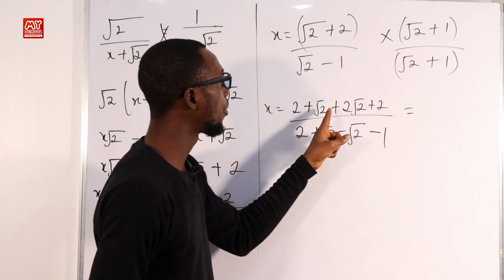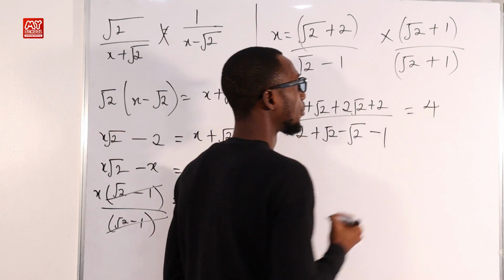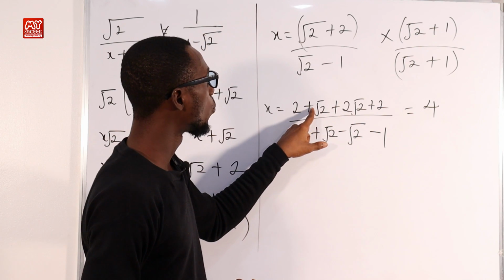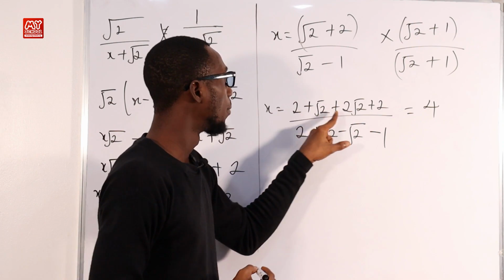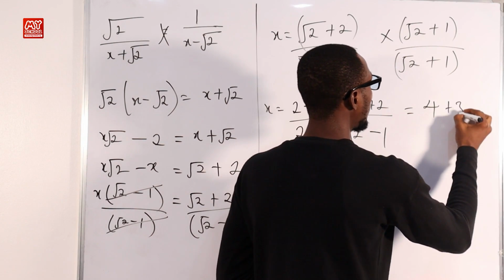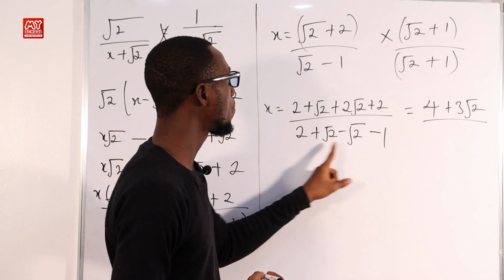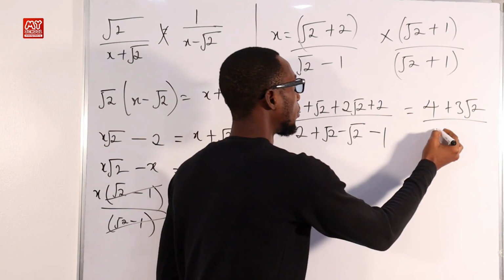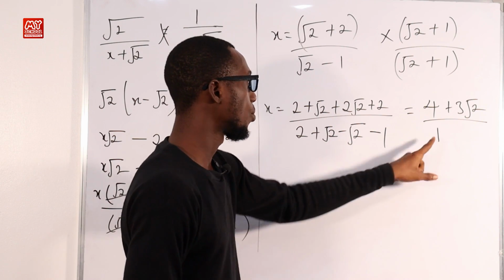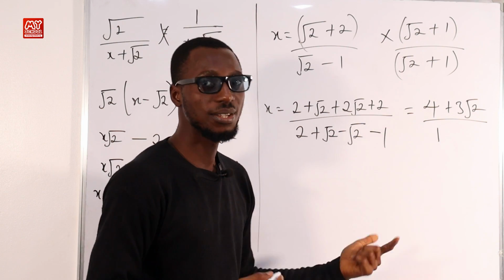So we have for the numerator, collecting like terms, 2 plus 2, we have 4. For the roots, we have 1 root 2 plus 2 root 2, that makes 3 root 2. For the denominator, 2 minus 1, that is still 1. Root 2 minus root 2, that is 0. So at the denominator, we just have 1. And this divided by 1 is still the same value.